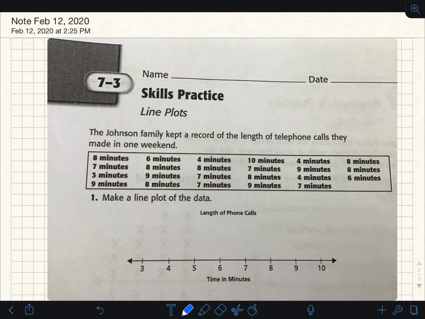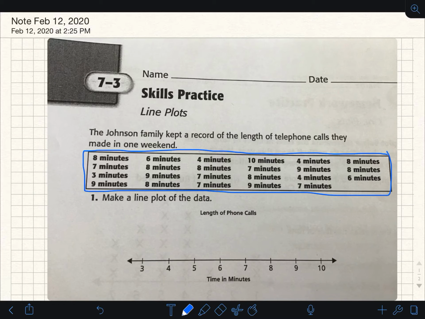In this video, we're going to learn about line plots and how to create them. So in this problem, the Johnson family kept a record of the length of telephone calls they made in one weekend. In this box, we have pretty much a call log with the length of all of these calls that they made in one weekend.